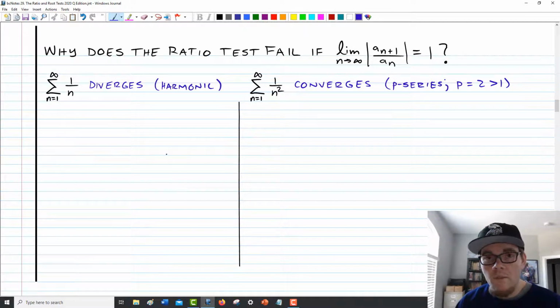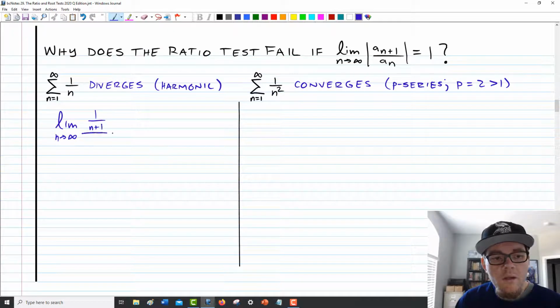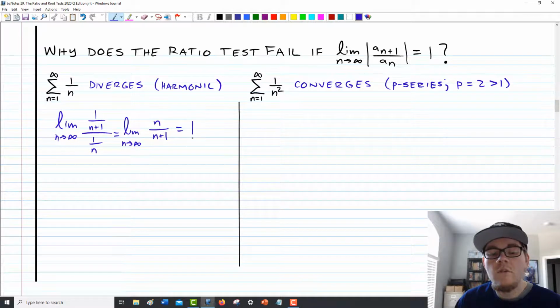Let's evaluate the limit of the ratio. In this case, we'll take the limit as n goes to infinity of 1 over n plus 1 divided by 1 over n. If we rewrite this ratio, we'll end up with n over n plus 1, and that limit is equal to 1. So at this point, it would seem like we were suggesting, based on this work, that if you get 1, the series diverges.